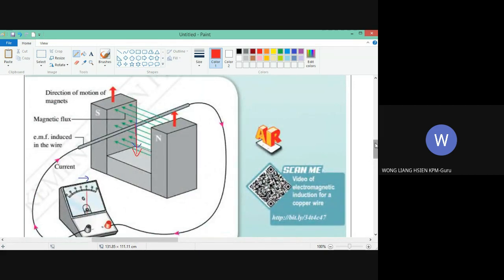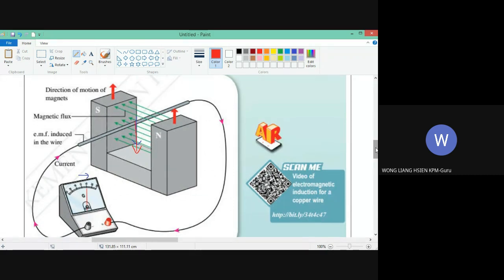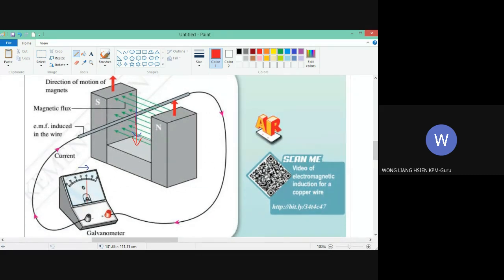So when the direction of cutting is different, then the direction of the induced EMF will also be different, and of course the direction of the charge flow will be different, and the direction of current will be different. So that means the direction of cutting will determine the direction of the induced current.